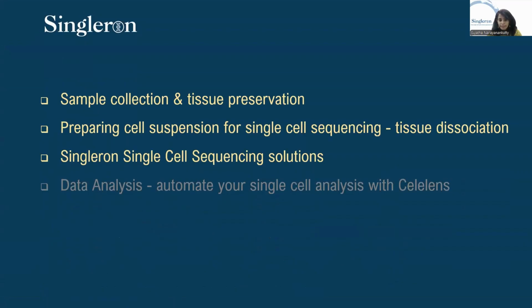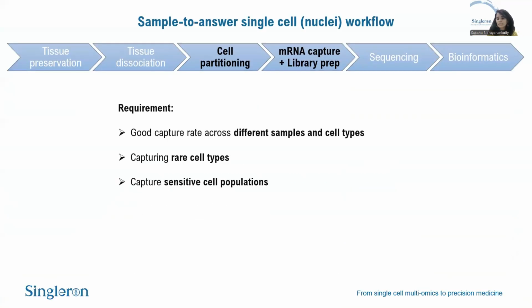So now just moving down to the next step, we're at cell partitioning and capturing the mRNA and then preparing a library for sequencing. So at this point, what you want to look for is a method that can capture all different cells from all different kinds of samples and all cell types without any bias. You also want to capture the rare cell types because those are also important, and also capture sensitive cell populations. Some cell populations can die faster or get stressed faster and may not survive the single cell workflow. So you want a method that can actually keep these populations when you're running a single cell workflow.